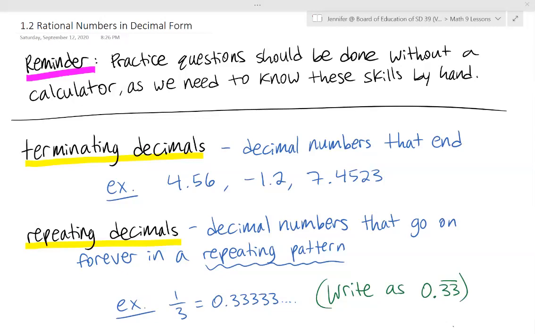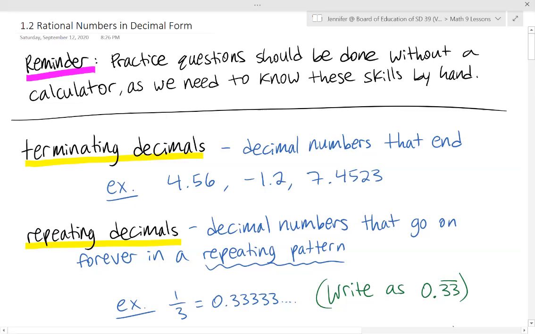So we start with the difference between terminating decimals and repeating decimals. Terminating decimals are decimal numbers that end. So example 4.56, and I listed a couple others. Whereas repeating decimals, those decimals go on forever in a repeating pattern. So 1 over 3 is 0.333333, and this goes on forever.